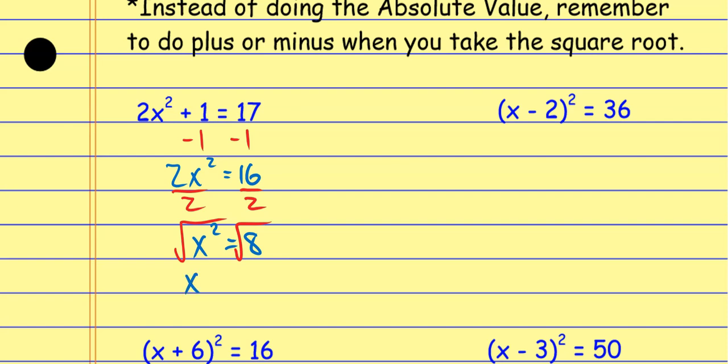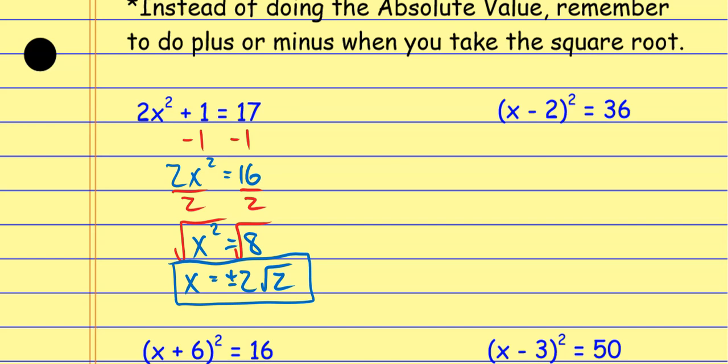And again, I'm going to simplify this thing. The 8 is 4 times 2, so it's going to be 2 root 2. But because I took the square root of each side, it's actually going to be plus or minus 2 root 2. And that's it.